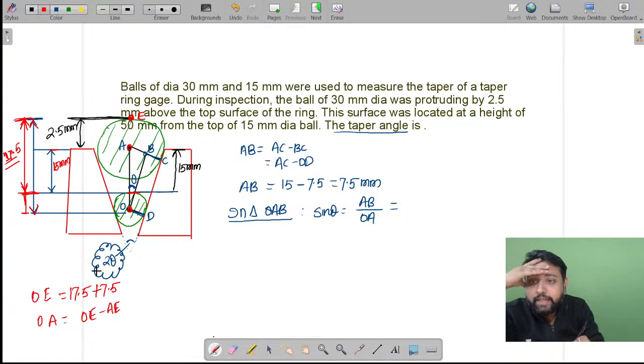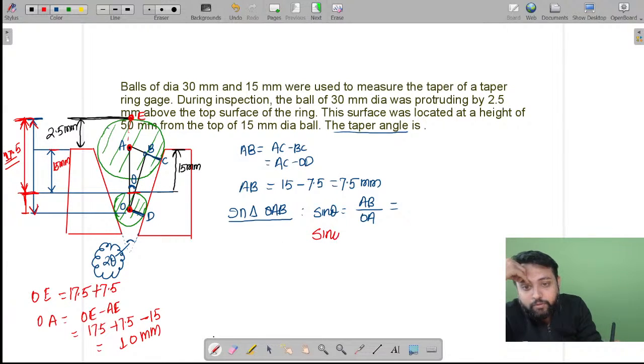और AE कितना है? AE जो है इसका रेडियस है जो कि 15 mm है बड़े बॉल का, तो 17.5 plus 7.5 minus 15, and that is going to be equal to 10. Yes, I hope so. 17.5, 2.5, this will become OA 10 mm. Now this becomes so easy to calculate. Sine theta will become AB upon OA, that is 7.5 upon 10.